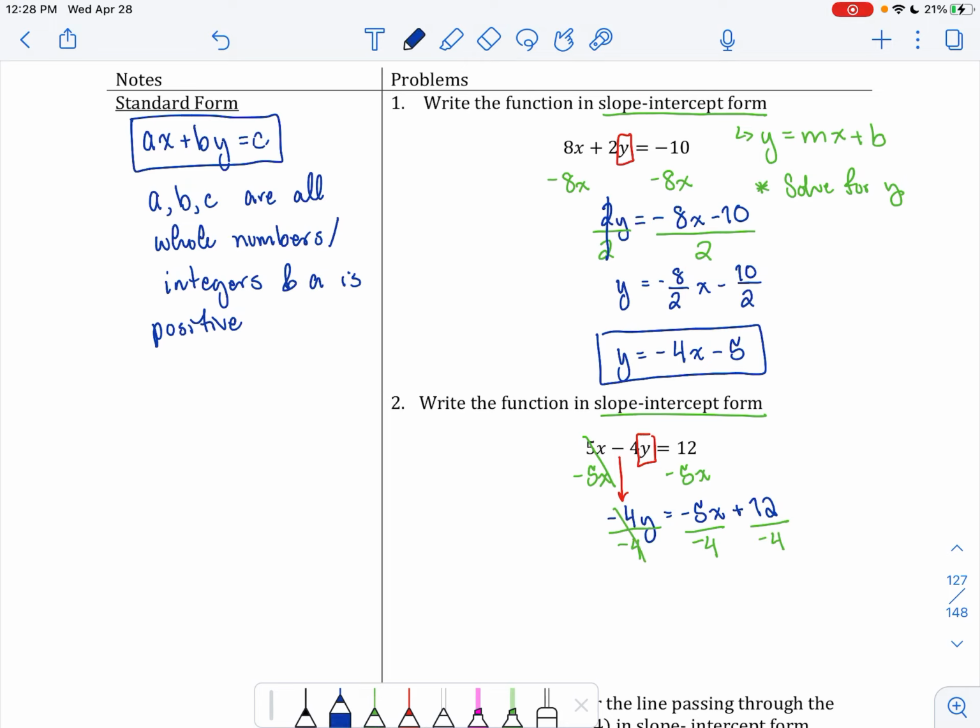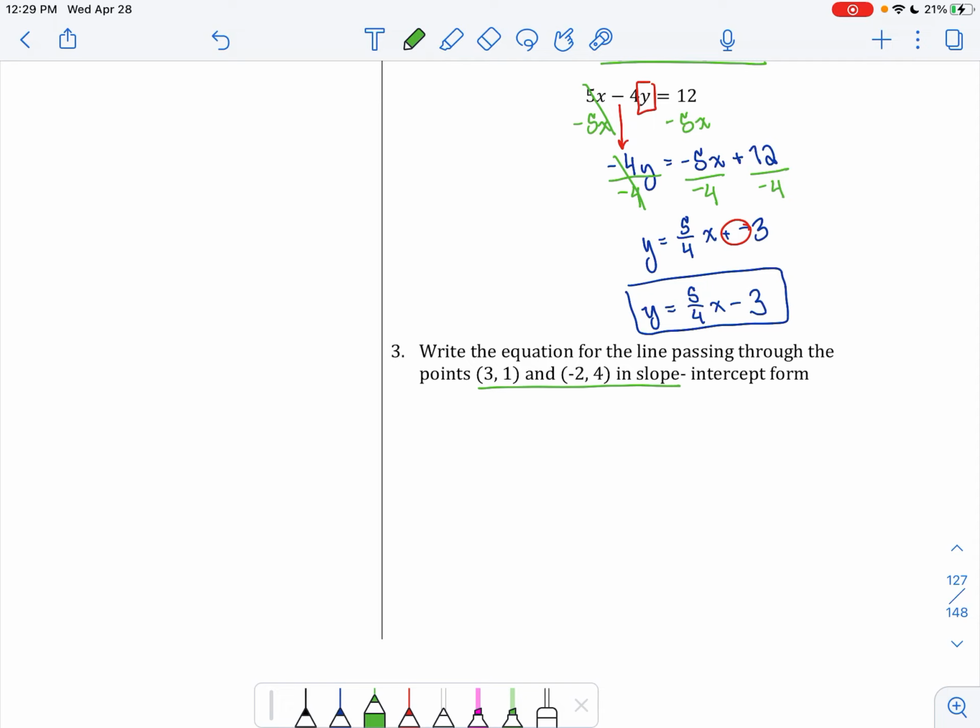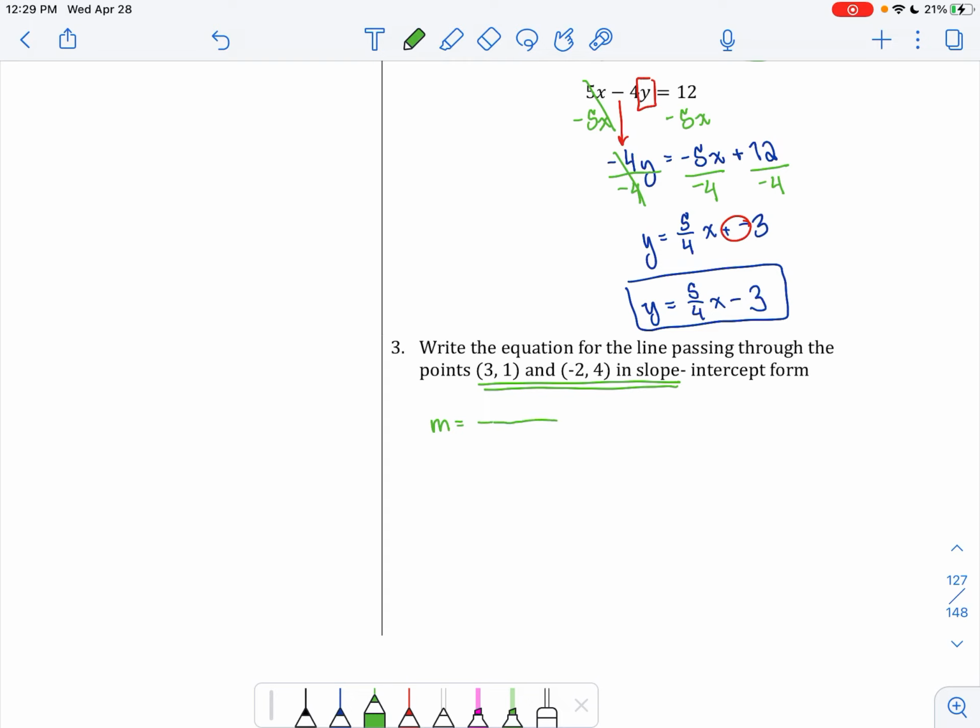So now for the new idea, write the equation of the line passing through the points 3, 1 and negative 2, 4 in slope-intercept form. So here, if we are given 2 points like this and it's asked for slope-intercept form, we're going to break out that formula from earlier in the year. So first thing we want to do is we want to recall our formula. That slope is rise over run. So that is the difference in our y values over the difference in our x values.